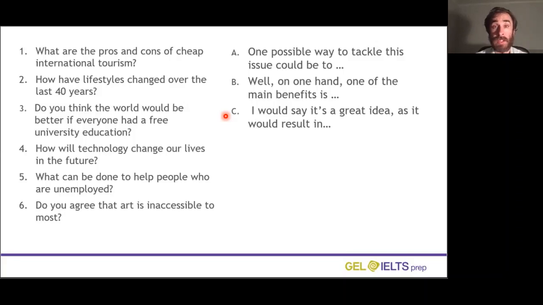C is starting to respond to question 3. We can see this is a hypothetical question and we've got it would result in. I would say that is just a way of giving your opinion, and you can use this for any kind of question. So the question is, do you think the world would be better if everyone had a free university education? I would say that it's a great idea as it would result in a more educated population. If people are more educated, then they tend to be happier in life.